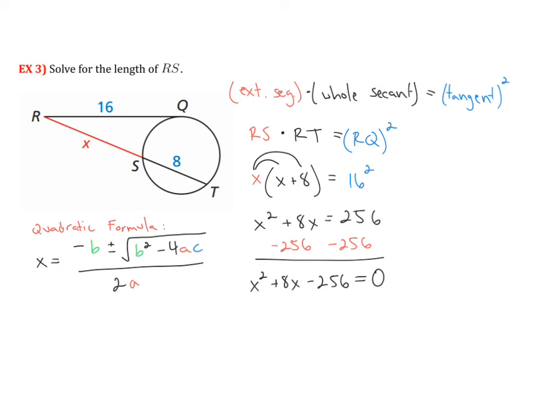But let's substitute directly into this quadratic formula. Our a value, because there is no number in front of x squared, is technically an invisible 1. Our b value is a positive 8, and our c value is a negative 256.